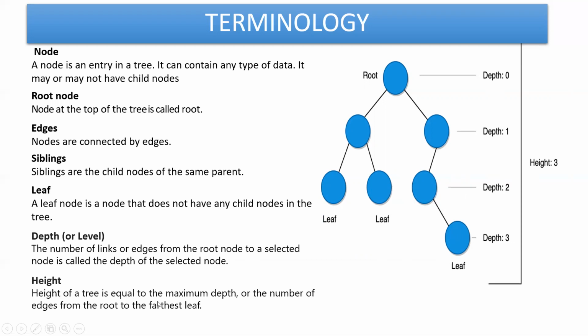And height is again similar to the depth. Height of a tree is equal to the maximum depth or level, or the number of edges from the root to the farthest leaf node. In our case, as the maximum level in the tree is 3, we can say the height of the tree is equal to 3.